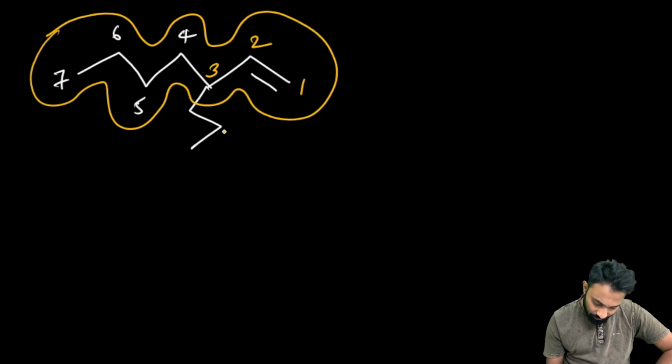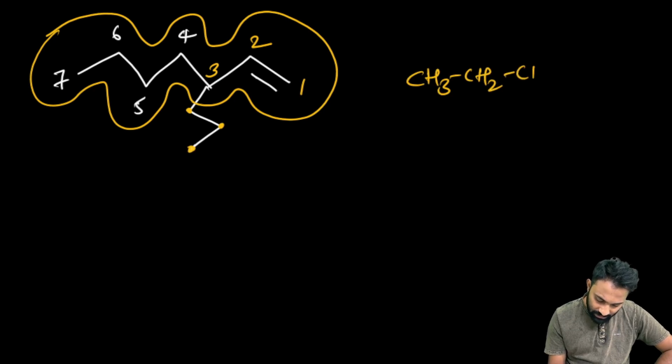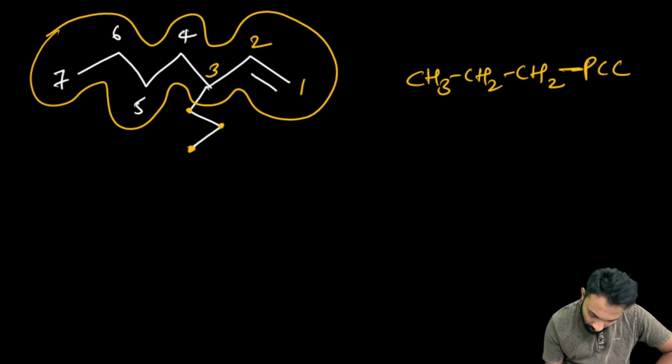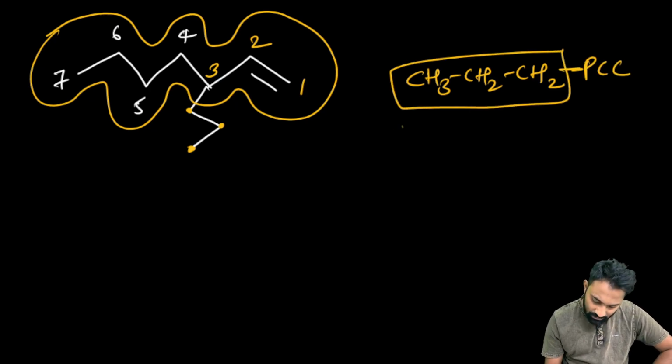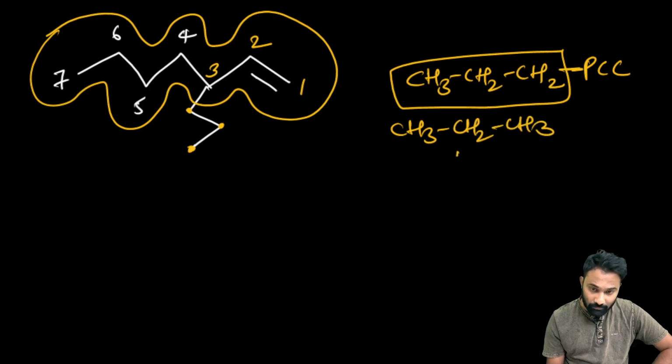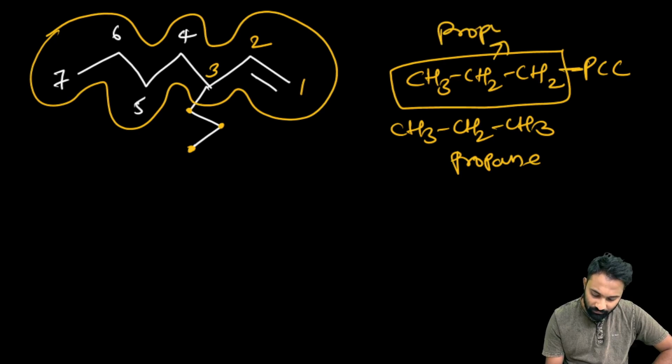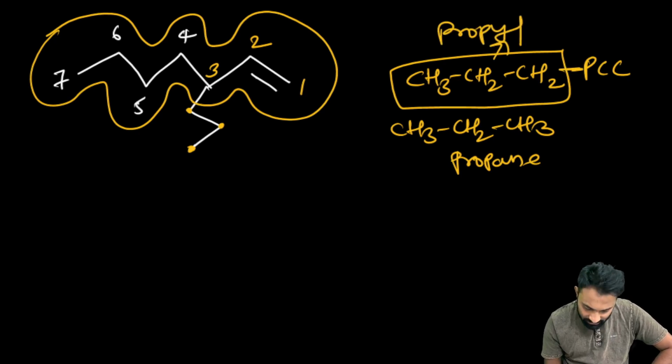Done. Then which substituent is this one? This is 1 carbon, this is 2 carbon, and this is 3 carbon. Clear? CH3, CH2, CH2, and it is attached to the parent carbon chain. Now this one will be CH3, CH2, CH3. Which one is this? Propane. From the propane, one hydrogen has been removed, then it will become propyl, right? So this substituent is a propyl substituent.